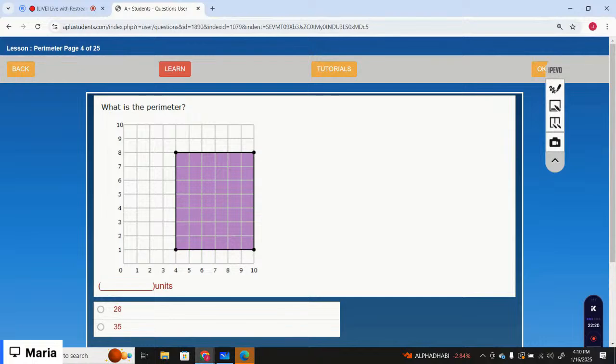What is the perimeter? Which is the correct option?